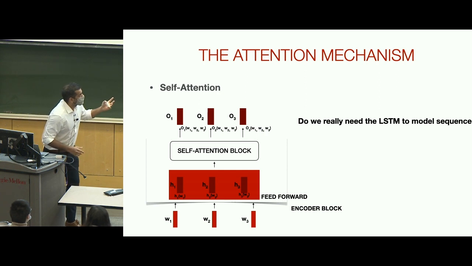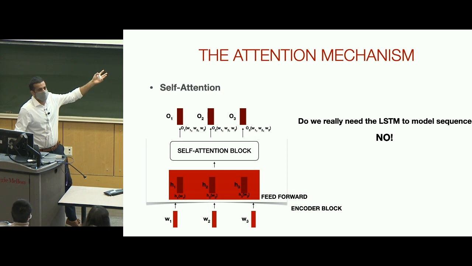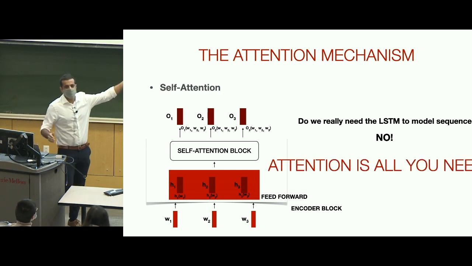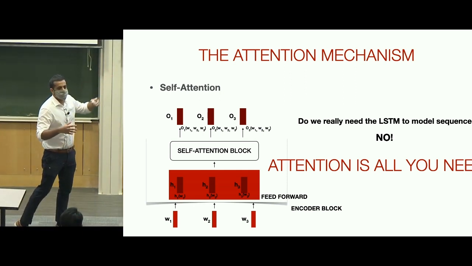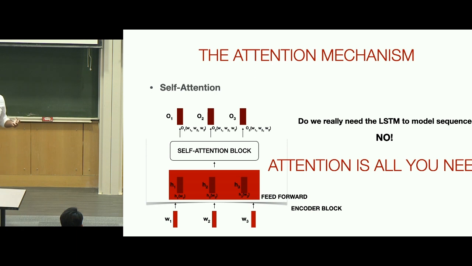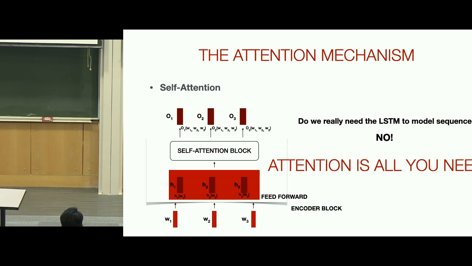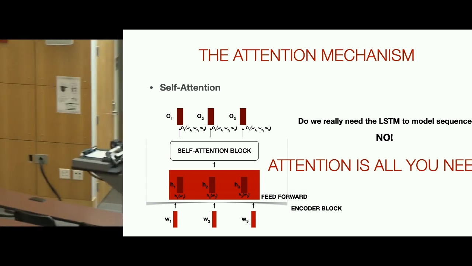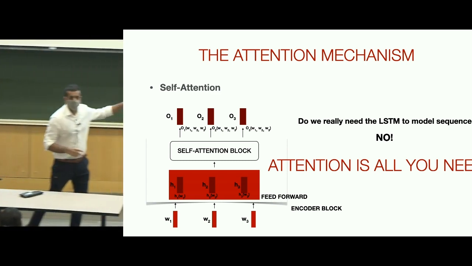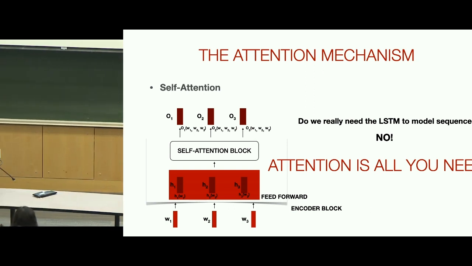But now that we have self-attention, do we really need the LSTM to model sequences? No, and that's why they say attention is all you need, because attention is literally all you need to create a higher sentence level representation of an input sequence. You don't really need LSTM now. With all its drawbacks that you guys have studied, attention does that for us. And that is why the paper is called Attention is All You Need. And this really forms the basis of the transformer architecture.